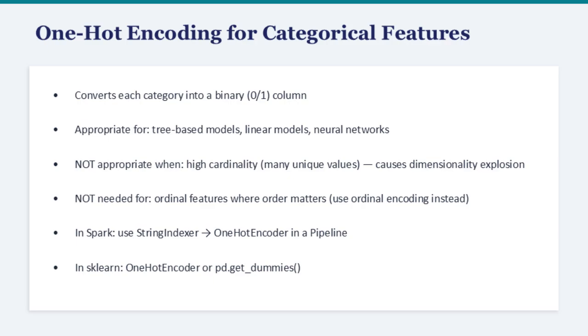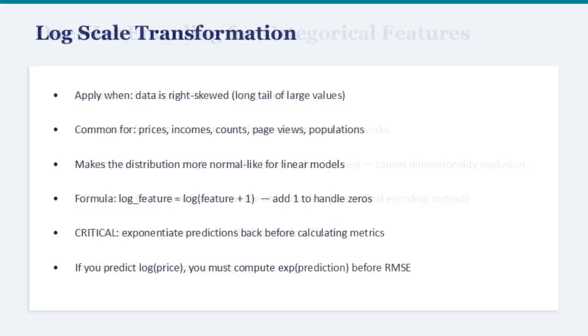It's not appropriate for ordinal features. Features where categories have a meaningful order, like low, medium, and high. One-hot encoding actually destroys that ordering. You should use ordinal encoding instead, which maps the categories to ordered integers. In Spark, you chain string indexer and one-hot encoder in a pipeline. In scikit-learn, use one-hot encoder or pandas get dummies. You should know both these approaches for the exam.